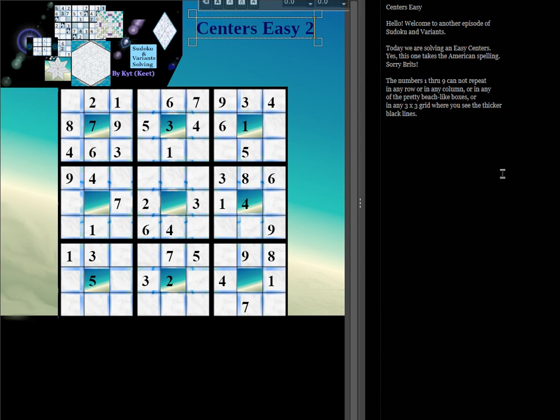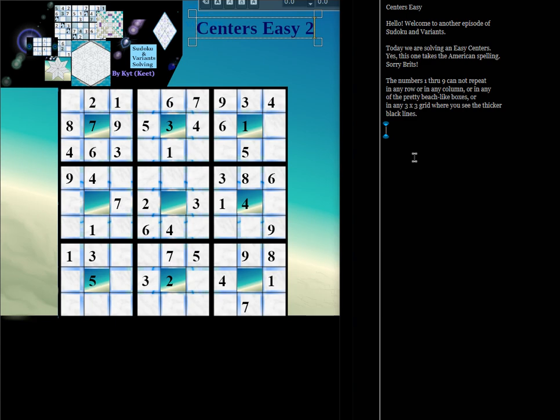The numbers 1 through 9 cannot repeat in any row or column or in any of these pretty beachy-like boxes, or in any of the 3 by 3 grids where you see the thicker black lines. Now, there is another one of these I solved whereby I went to the beachy-like boxes first, but I'm going to start on the second row here.